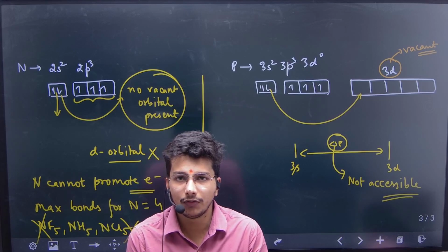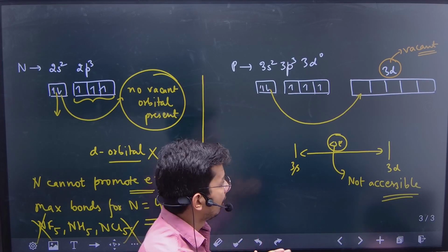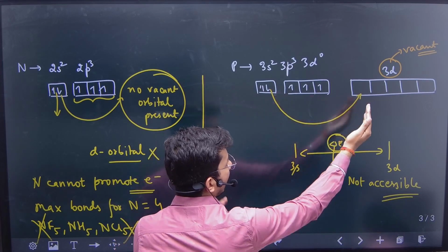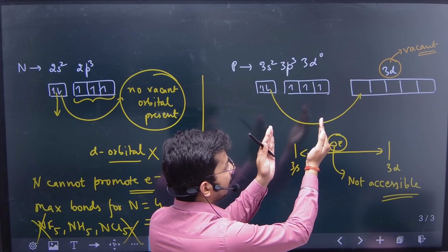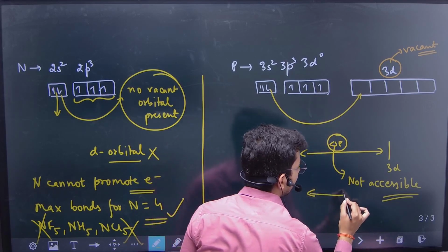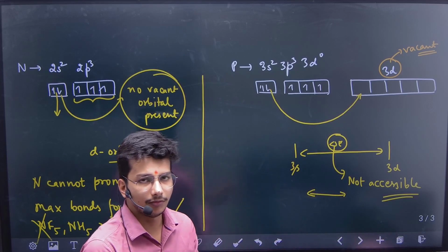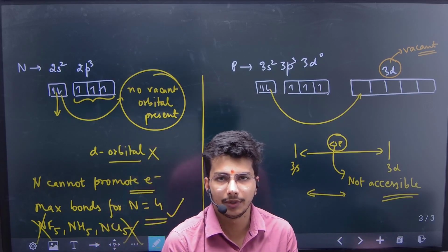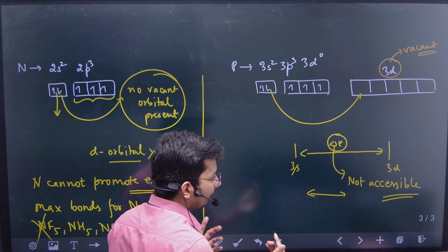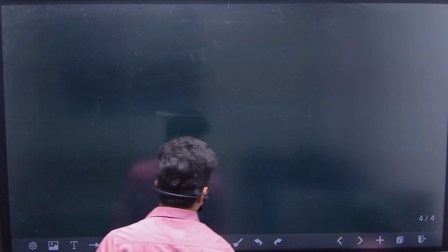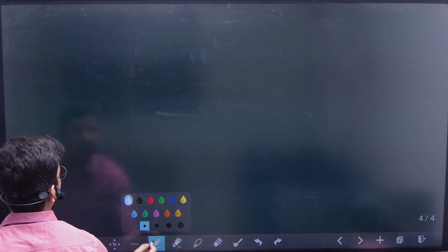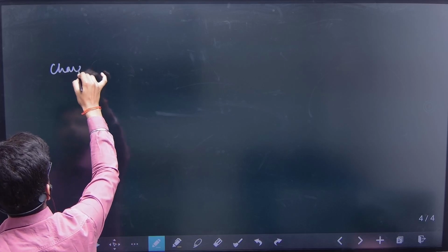By some sort of contraction. We can contract the d orbital and s orbital like this, and hence the energy gap will be lower, and it can fall under the accessible energy gap region. So how can we contract? Here comes the phenomenon called charge contraction.